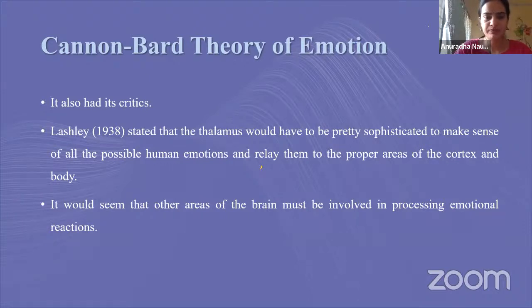But also it would seem that other areas of the brain must be involved in processing emotions. It is not just the cortex, it is not just the sympathetic nervous system that will be working. Other parts of the brain will be involved in the processing of emotions as well.